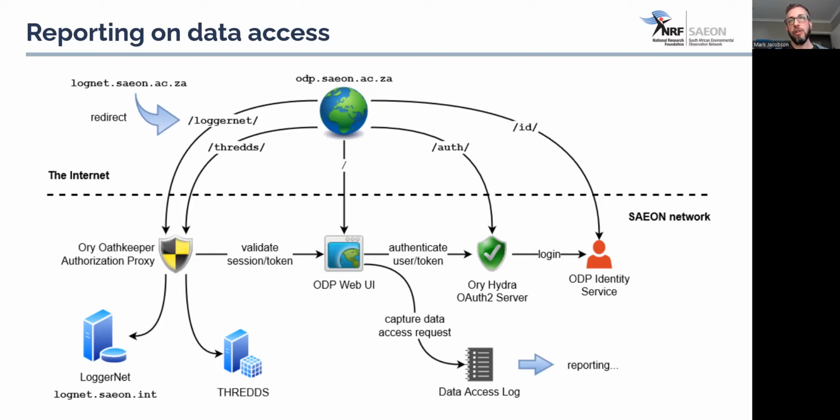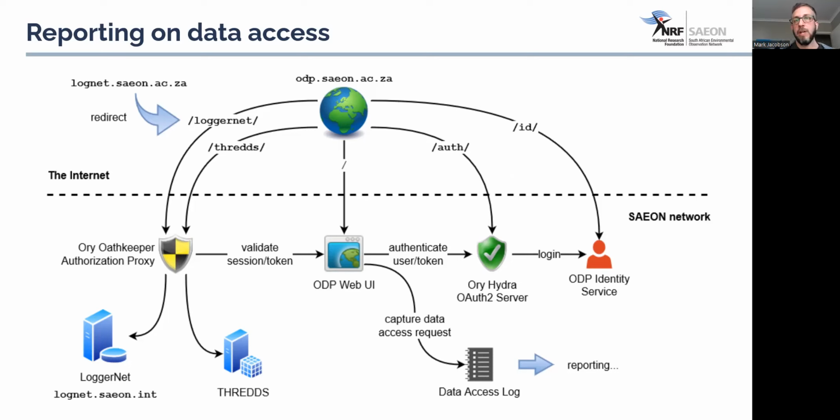This endpoint is in turn handled by Ory Oathkeeper, an open source proxy service that gives us the ability to plug in our own authorization handlers to decide whether or not to allow a request to be forwarded to the destination server. How this works from an end user perspective is that anyone wishing to access Loginet or Threads data would have to first log in via the ODP web application and identity service. Then when the user tries to browse any Loginet or Threads user interfaces, the Oathkeeper proxy checks with the ODP web application whether the user is currently logged in, and if they are, transparently allows the request to proceed.